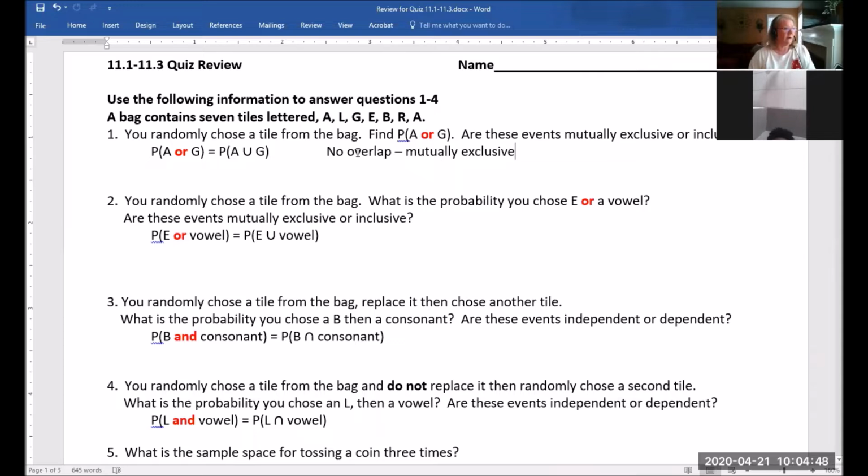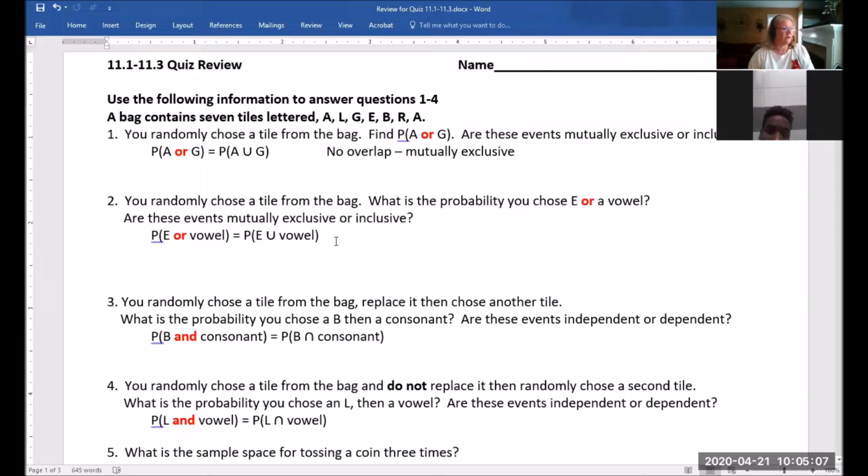Then it said, find the probability, right? Well, we didn't have to even do that on the quiz, you were just telling me what they were. So I'm not even going to go into that here, we'll go into that a little more later. So let's talk about number 2. It says, you randomly choose a tile from the bag. What is the probability you chose an E or a vowel?